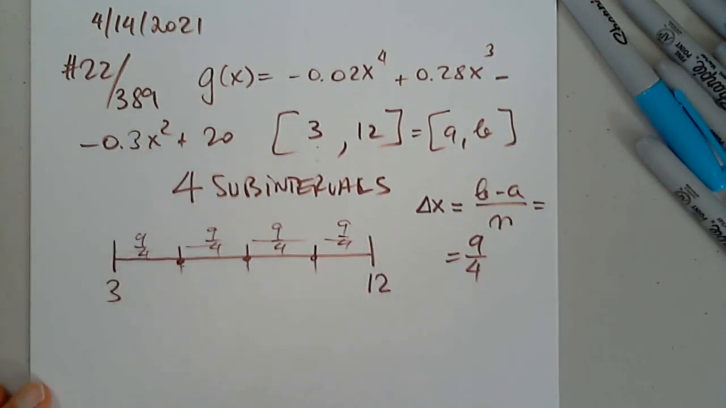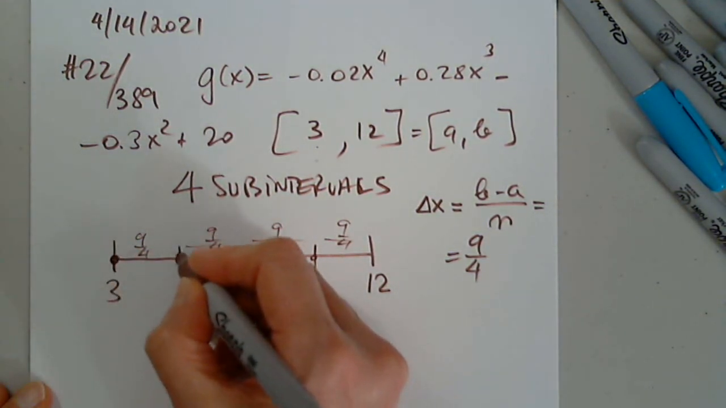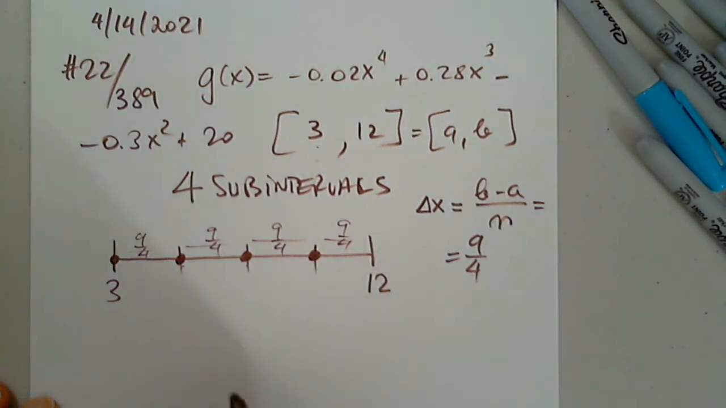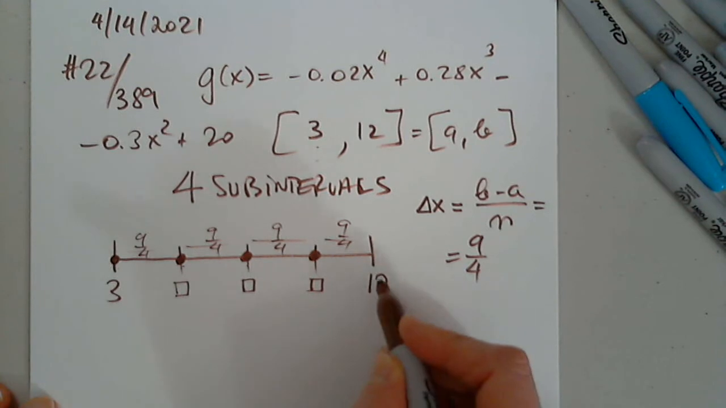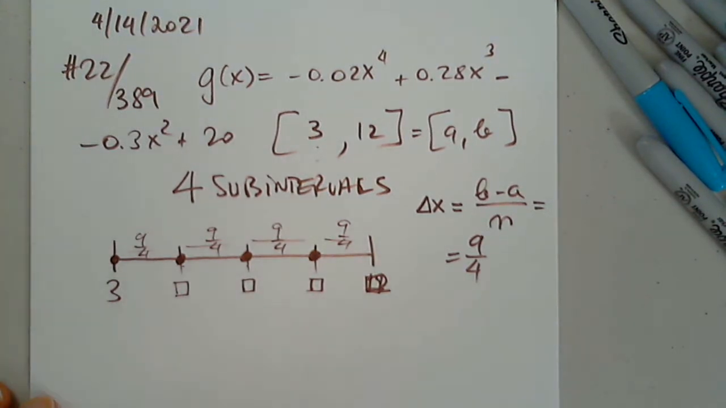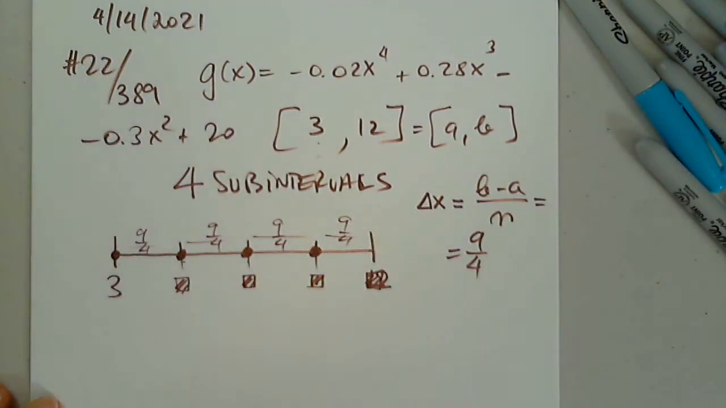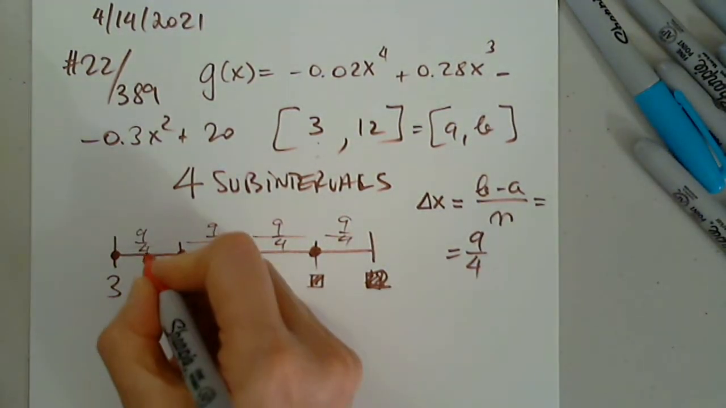Now it depends on what you want to use. If you want to use the leftmost point, then we will have to use these. If we want to use the rightmost point, then we will use this, this, this, and this. If we want to use the midpoint, I'm going to use a different color, then I have this.